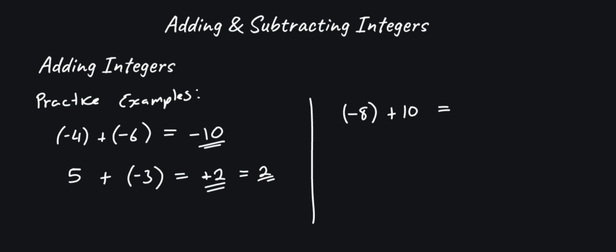What about -8 and 10? -8 and 10 have different signs. And what do we do with different signs? We subtract and take the sign of the greater number. So what's 10 minus 8? That is 2. Which number is greater between 8 and 10? Well, 10 is greater. And what's the sign? Well, it's positive. That means our answer would be +2.